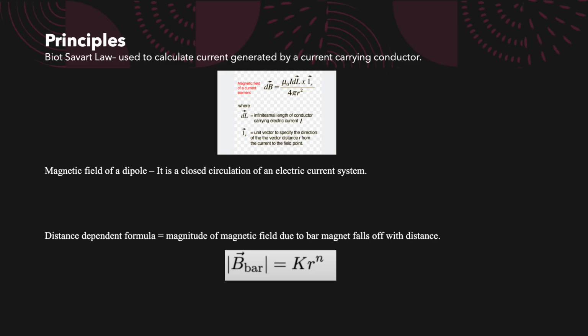The principles used are Biot-Savart's law, which is used to calculate the magnetic field generated by a current carrying conductor. So dB is equal to mu naught times I dL times the unit vector divided by 4 pi r squared, where dl is the length of the conductor and the unit vector specifies the direction. The magnetic field of a dipole is a closed circulation of an electric current system, and the distance dependent formula gives the magnitude of a magnetic field due to a bar magnet, which falls off with distance.